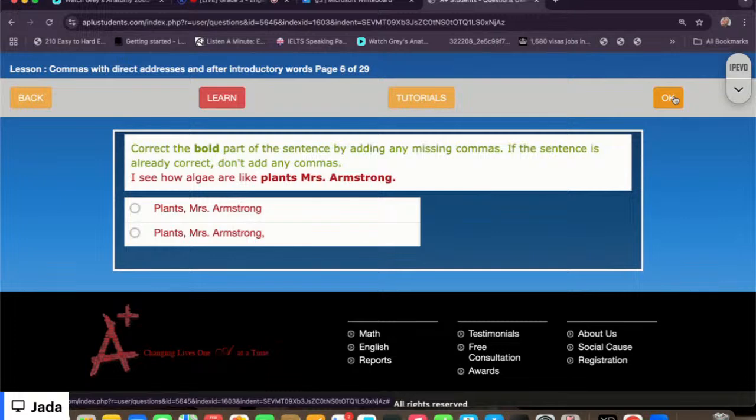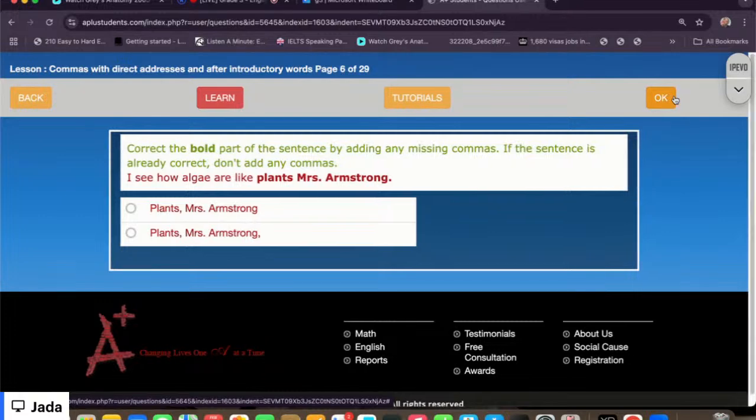I see how algae are like plants, Mrs. Armstrong. So where should we have our comma? Where will you have the comma now in this sentence?